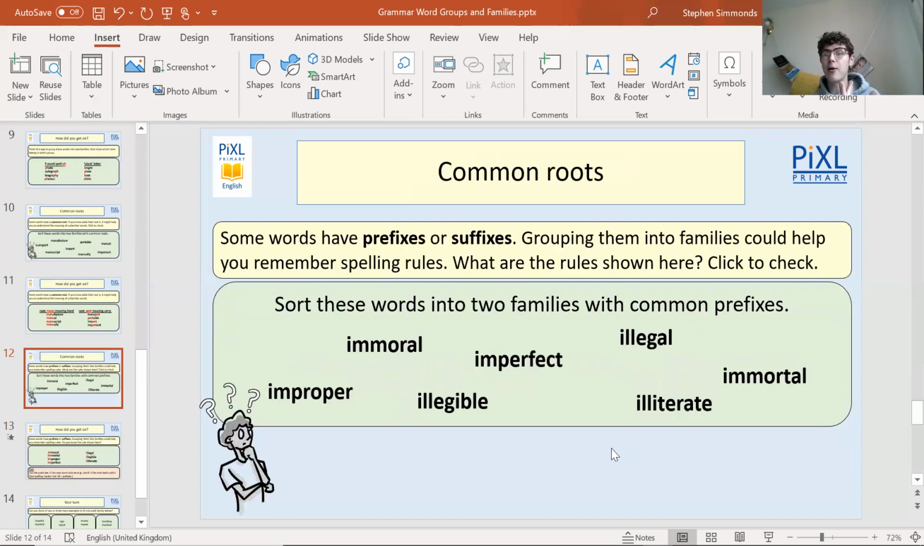Some words have prefixes or suffixes. We know all about prefixes and suffixes, and some words can have similar ones or the same ones. This is another way we can group words into families. So what are the rules that are shown here? Sort these words into two families with their common prefixes. Try and sort it into two families again. Give the screen a pause and then I'll come back to you.